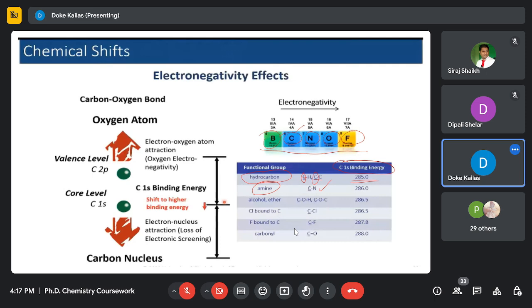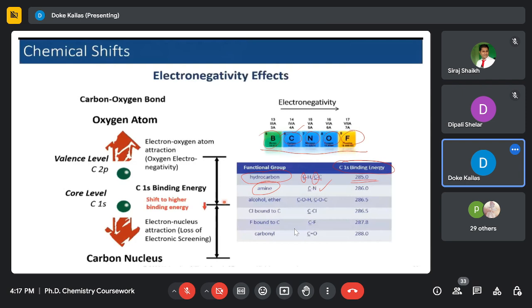Similarly, oxygen and chlorine are below fluorine. The electronegativity of oxygen and chlorine is almost identical. So if the carbon is bonded with chlorine, the binding energy comes to 286.5, which is close to alcohol or ether carbon. Then if the carbon is bonded to the more electronegative element of the first row, that is fluorine, the binding energy increases again. So an increase in electronegativity increases the binding energy.